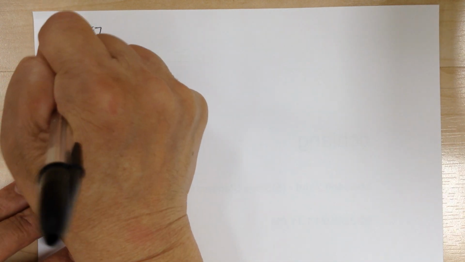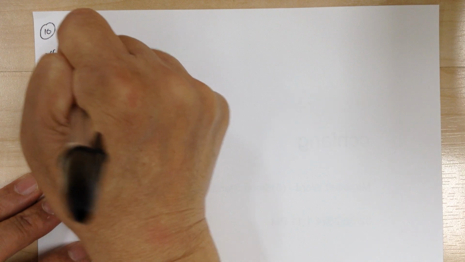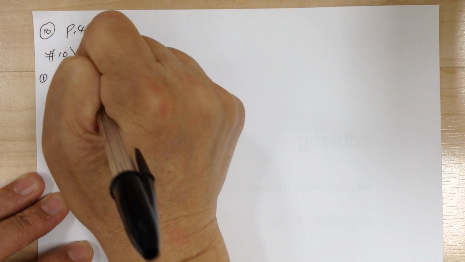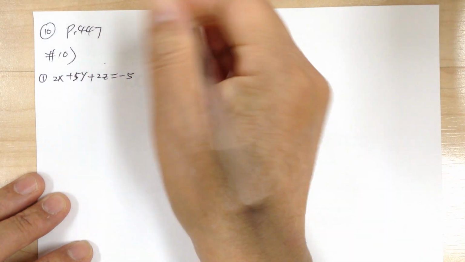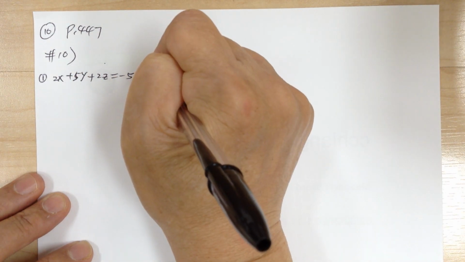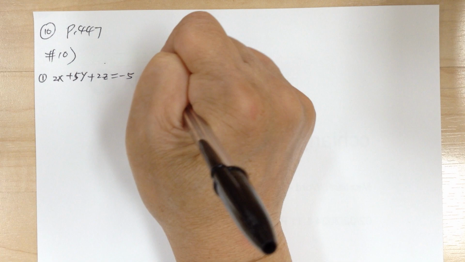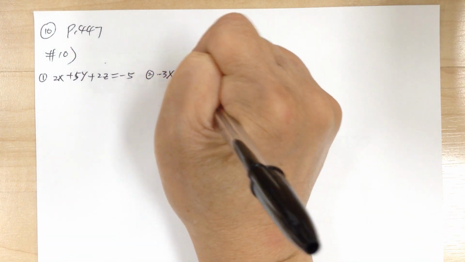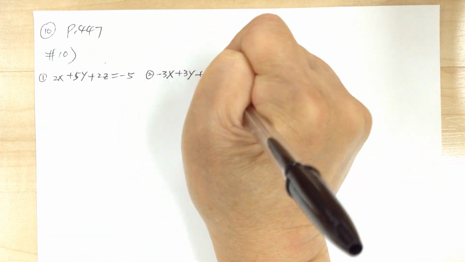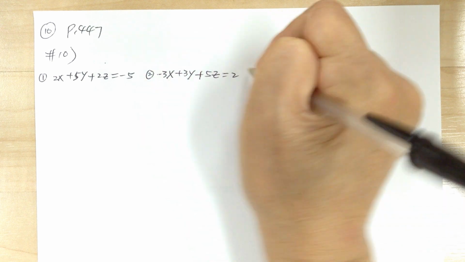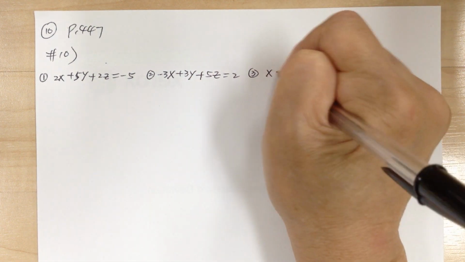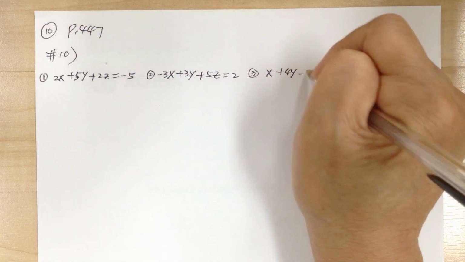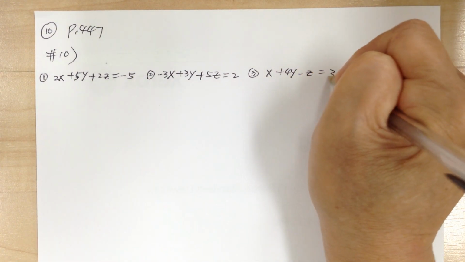I get 2x plus 5y plus 2z equal to -5. Equation 2, I get -3x plus 3y plus 5z equal to 2. And third equation, I get x plus 4y minus z equal to 3.